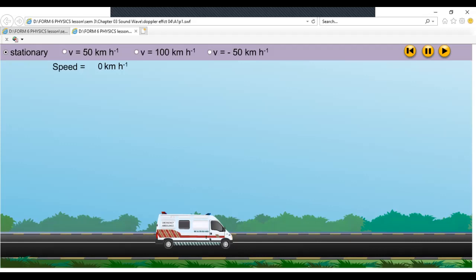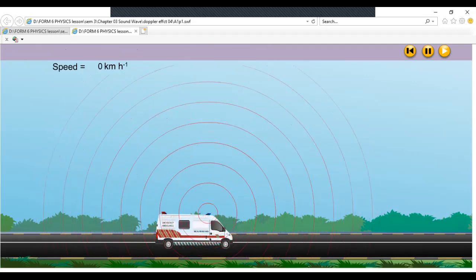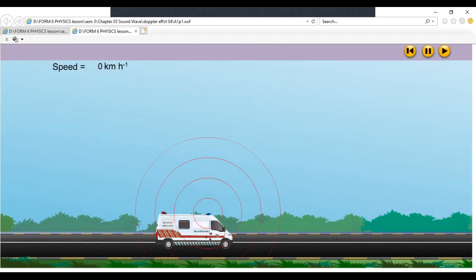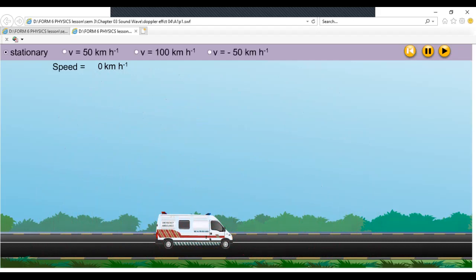Next slide. Let's say we have a stationary ambulance producing sound. The speed of the car is 0 km/h and the sound produced will be like that. Please observe the wavefronts to the left, right, above, and below, in all directions. All of the wavefronts have a constant wavelength, the same wavelength in every direction. Now, let's say the ambulance moves at 50 km/h.